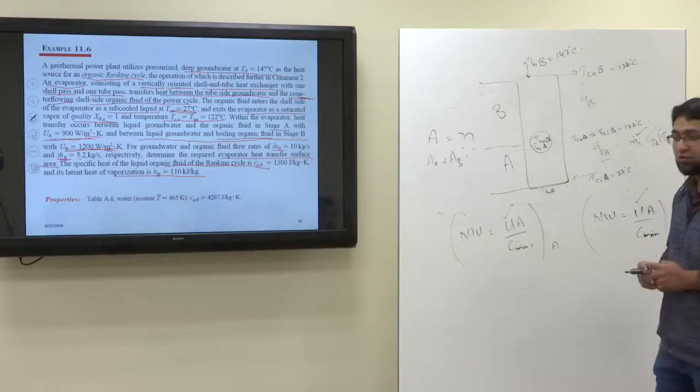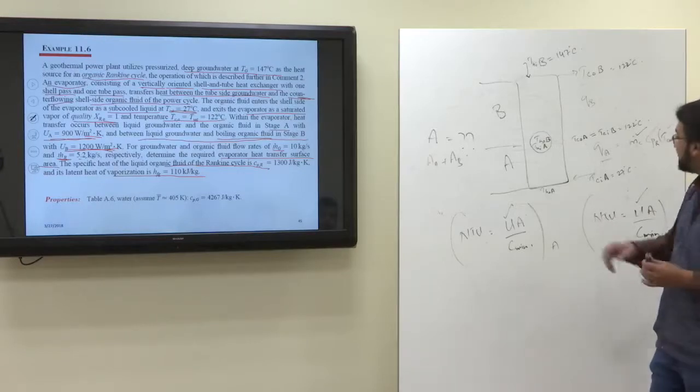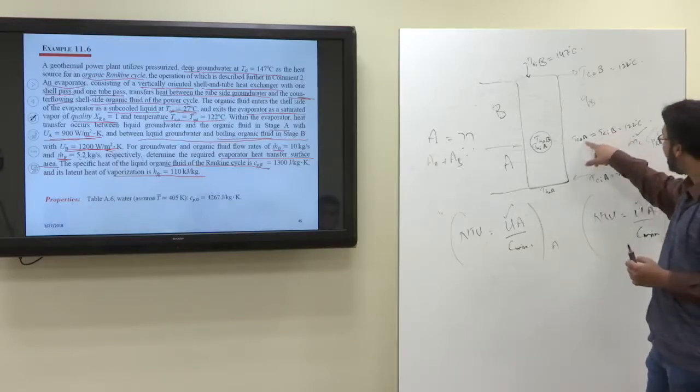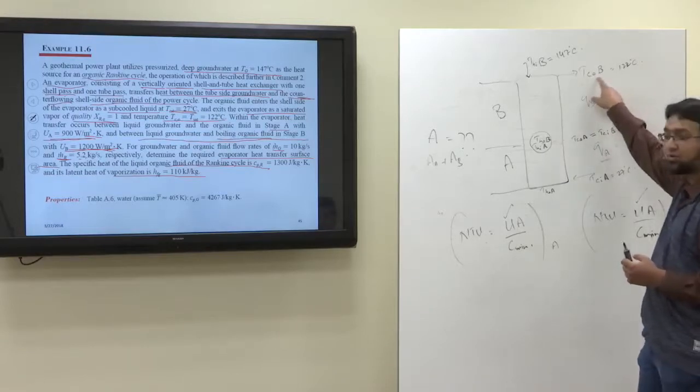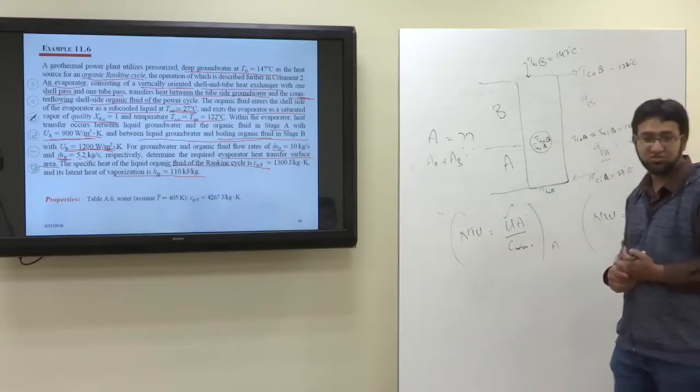Now tell me about QB. Which formula will you use? M dot Cp delta T? You don't have delta T. You don't have delta T because T cold inlet for B is the same as T cold outlet for B, because evaporation is going on.